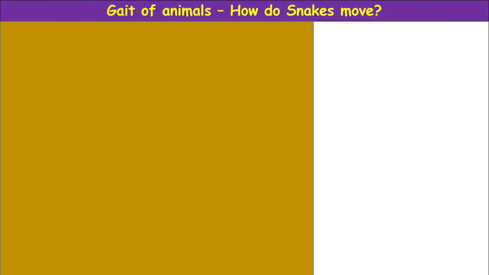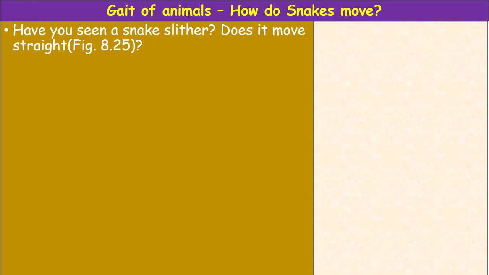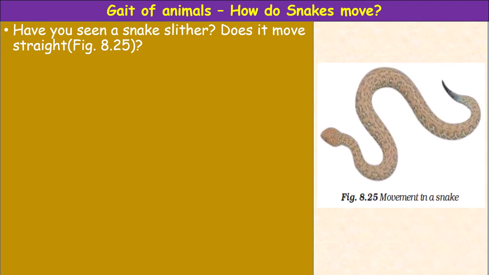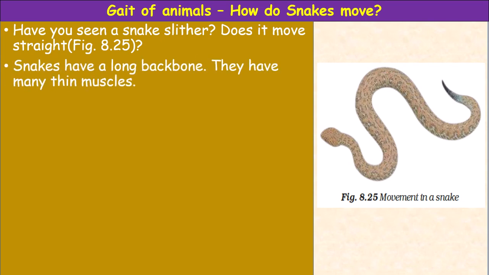Next, how do snakes move? Have you seen a snake slither? Does it move straight? No. So you can see a snake is always in a curved, wavy movement, that is called slithering.